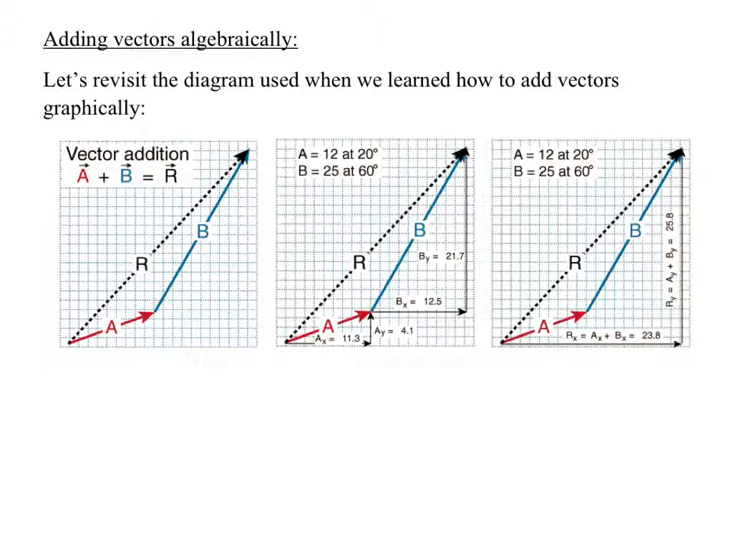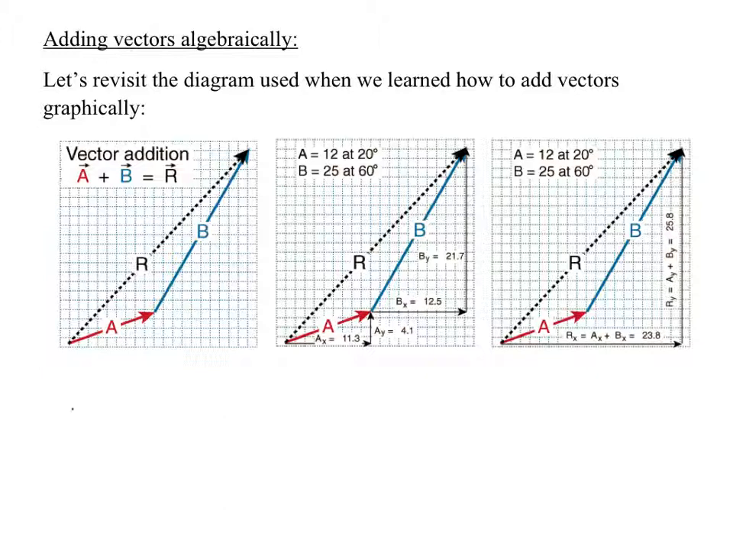So if we take a look at adding vectors algebraically, we'll see an example of this in a minute to make it easier, but the idea here, again, is the following. We go back to that diagram, we start with vector A, and we specify the fact that vector A is really made up of a horizontal component and a vertical component, and that's seen here, AX and AY. And you might say, well, where did that come from?